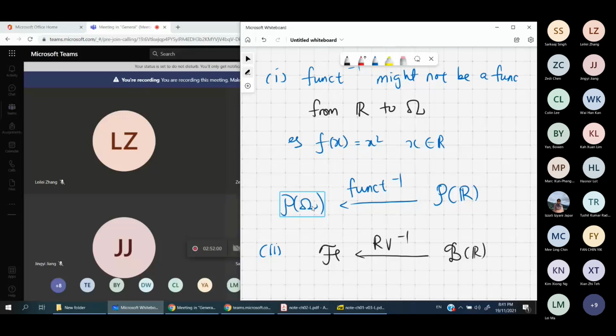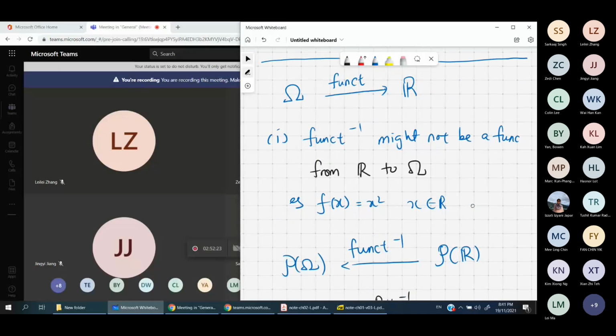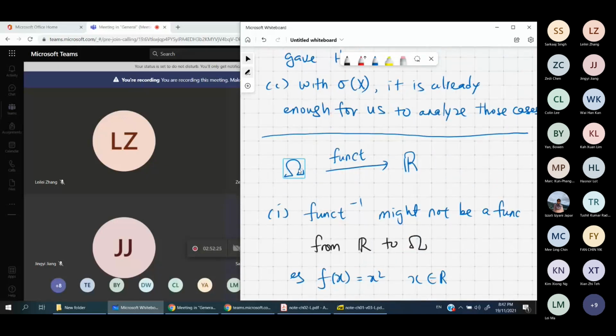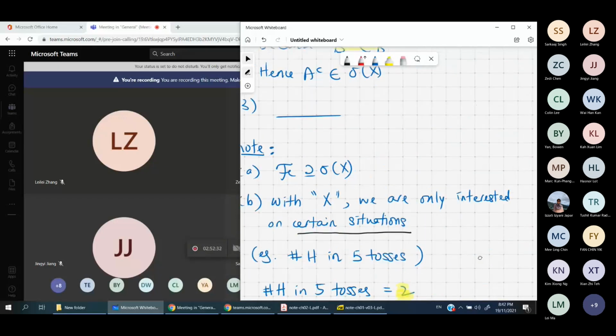So just don't get into this. Like I said, this is a more advanced topic in mathematics, the so-called analysis or advanced calculus, so we are not going to that level. At this point, just remember this: a random variable is a function from omega, the sample space, to R. Take note of this.